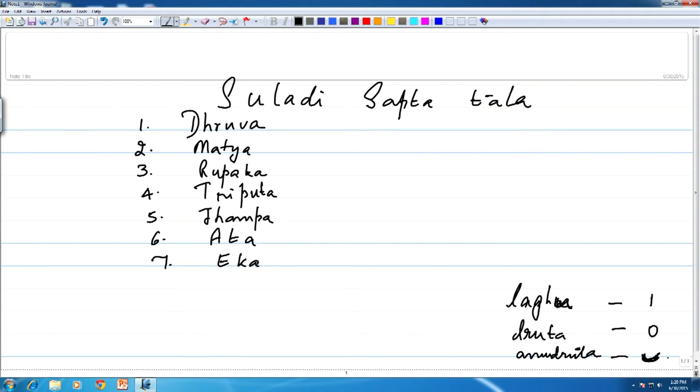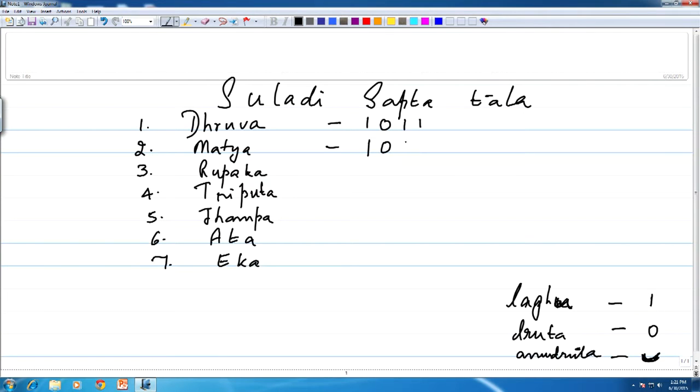Now Dhruva Tala has a structure of 1 Laghu, followed by a druta, followed by another laghu, and then another laghu. 1, 2, 3, 4, 1 laghu. 1, 2, 1 drutam. Another laghu, and yet another laghu. This is the structure or the angas of Dhruva Tala.